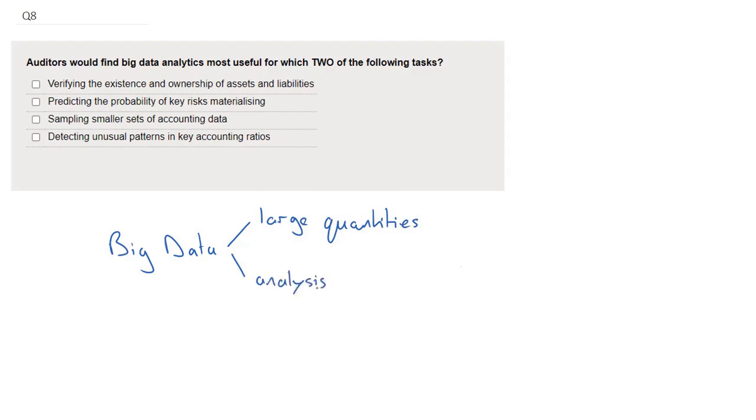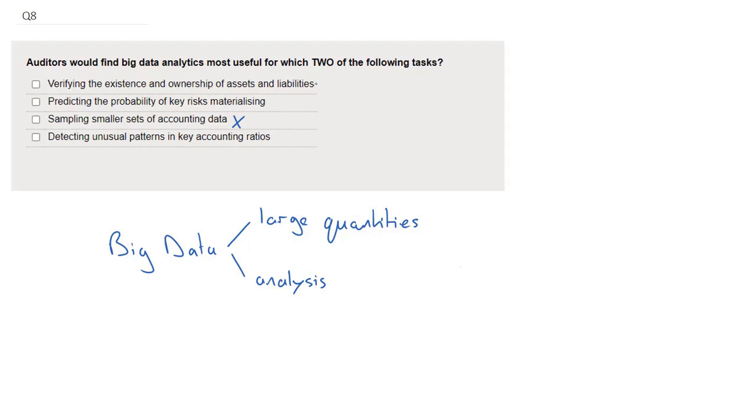And that analysis could be for a multitude of reasons. To identify trends, patterns, correlations, or other insights. It can help you assess the probability of matters arising or not arising in the future. So looking at the options again, I can immediately rule out the sampling smaller sets of accounting data, because that's clearly wrong, because it's not what big data is.